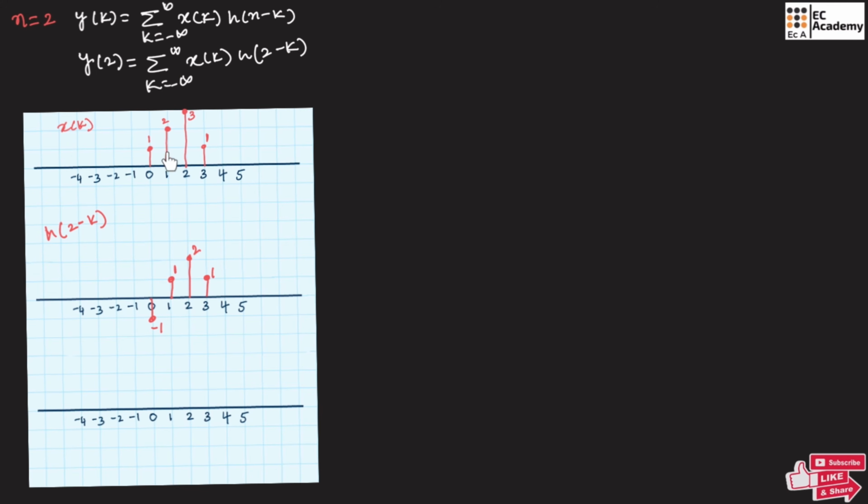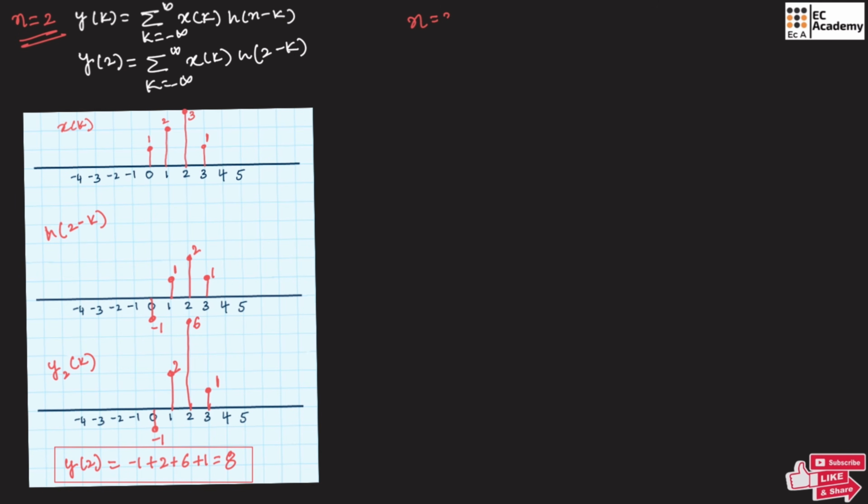Now let us multiply these two sequences. At 0, minus 1. At 1, we will get 2. At 2, we will get 6. And at 3, we will get 1. So this is y2 of k. So to get y of 2, we need to take summation of all these values. So y of 2 will be equal to minus 1 plus 2 plus 6 plus 1. So y of 2 is equal to 8.